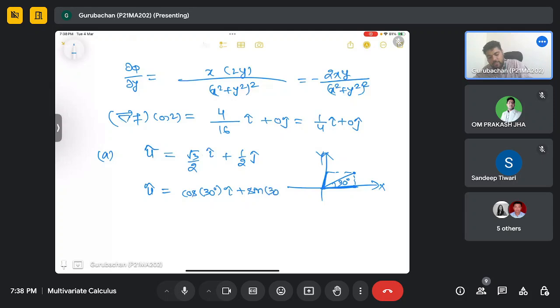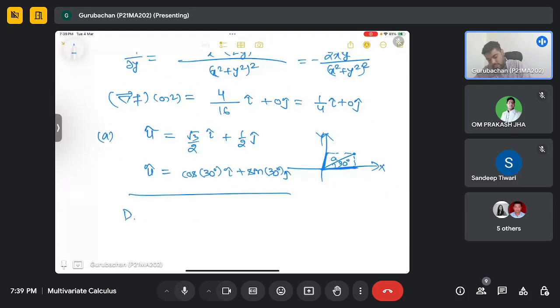And since it's a magnitude, we are not caring about the points. Otherwise, you can consider it some vector with length A, so it is A cos 30 degree and A sin 30 degree. Then you will divide this with magnitude A, then again you will come to this step. So this will give us the same, that is root 3 by 2 i cap plus 1 by 2 j cap.